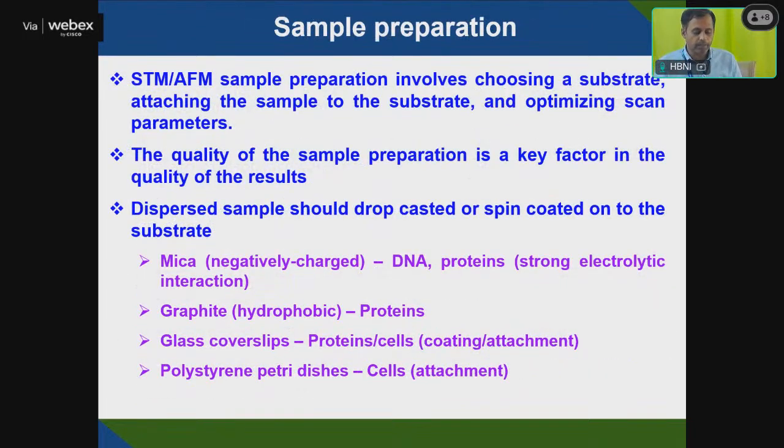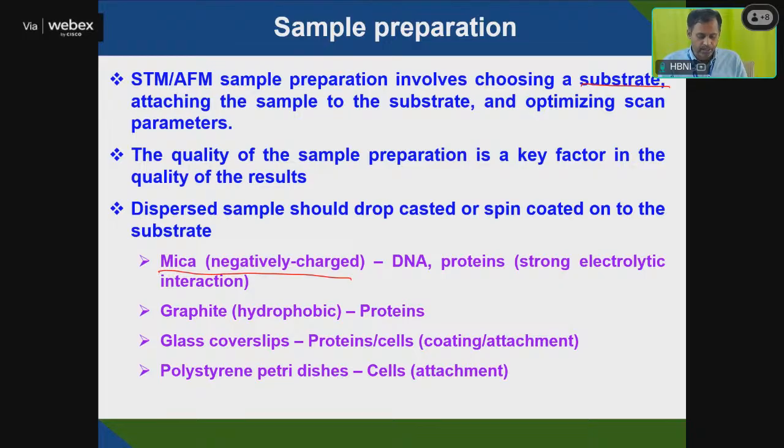So if you see the sample preparation, it is quite easy. For STM or AFM, sample preparation involves choosing the substrate, then attaching the sample to the substrate, and optimizing the scan parameters. Here you can take mica, which is negatively charged, where you can use DNA or protein. Those are illustrating interaction between them. You can take proteins on the mica surface.